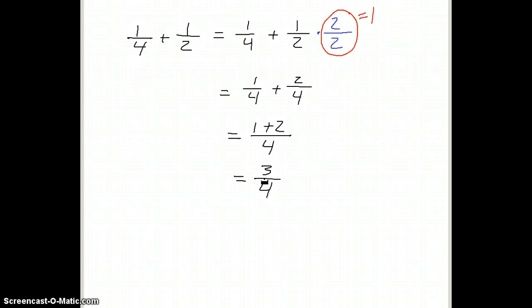In the next video, part 3, we'll look at forming a common denominator using prime factorization, a very useful tool. You'll use it as you continue on in mathematics.